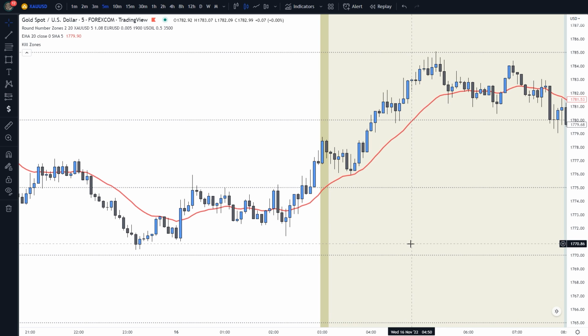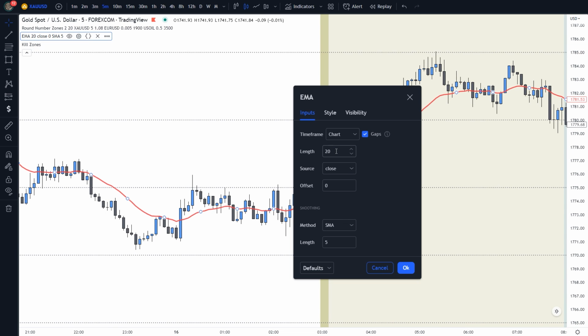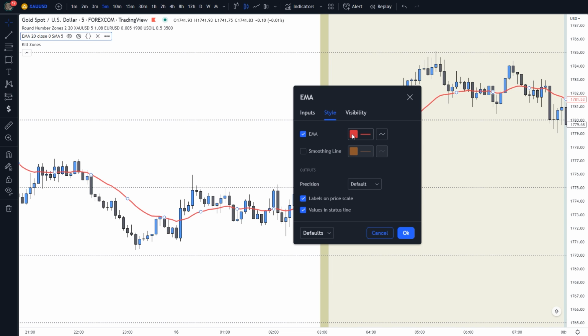Okay, the last one is very simple. It is the exponential moving average, and I set it to a length of 20. I just use it as a second confirmation if price is, for example, exactly bouncing off from it.